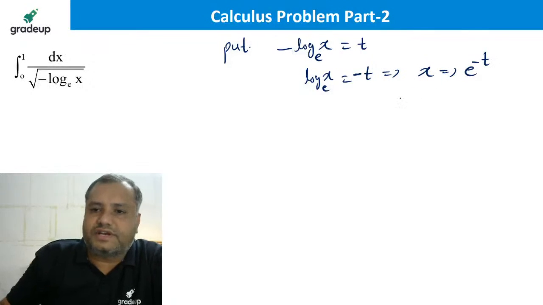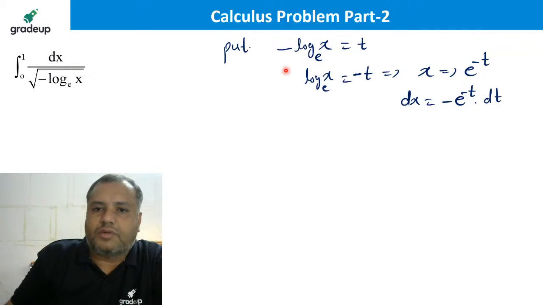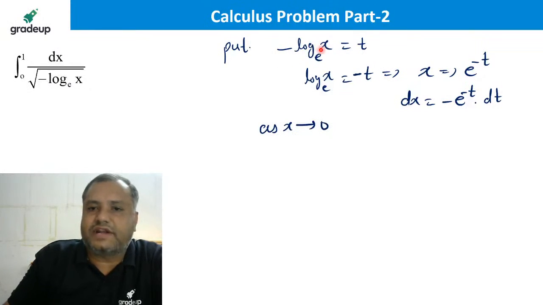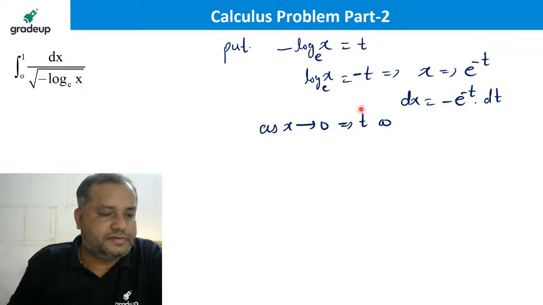So if you differentiate this, what you will get? dx will be minus e raised to minus t dt. What about the limits? x tending to 0, t will become infinity.